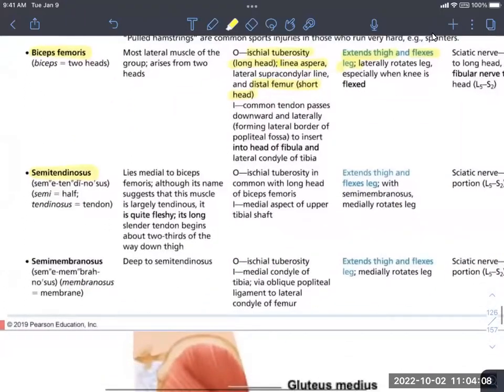Semitendinosus. It has a long tendon. It originates at the ischial tuberosity and it inserts at the tibia. It extends the thigh and flexes the leg. Semimembranosus. Ischial tuberosity. It originates there and inserts at the medial condyle of the tibia. Again, same thing, extends the thigh and flexes the leg.